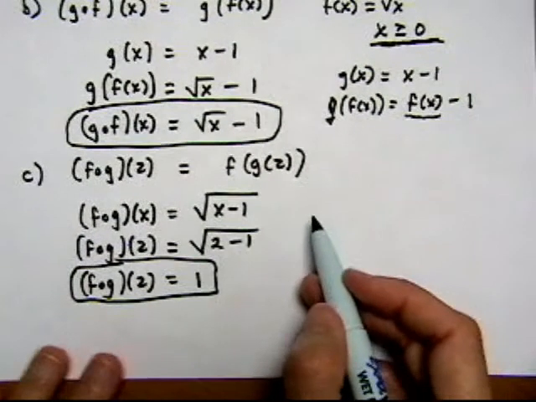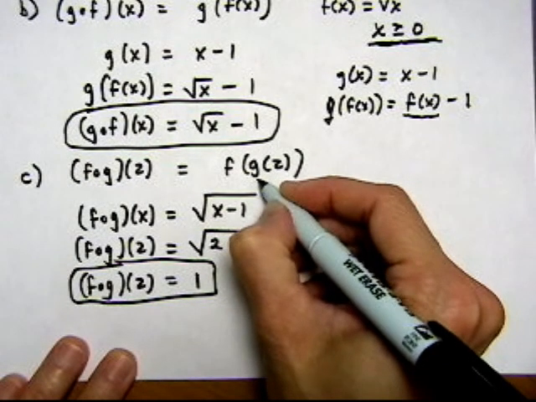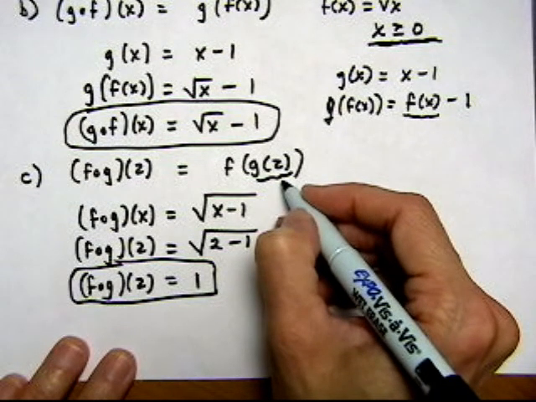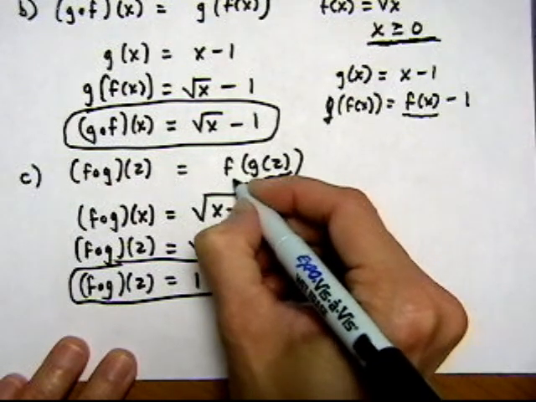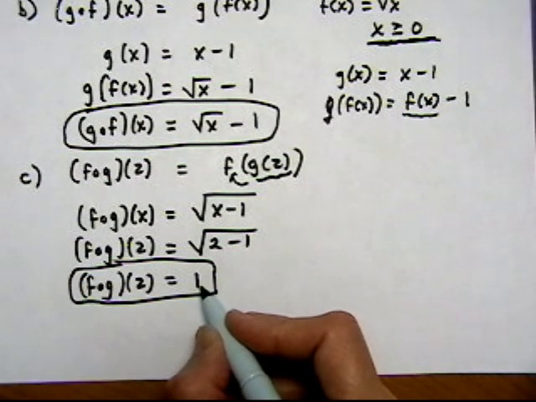And you can try it out, but you will get the same answer if you first find what's g of 2, and once you find g of 2, take that result and use it as the input for f, and you will still get 1 as your f of g of 2 value.